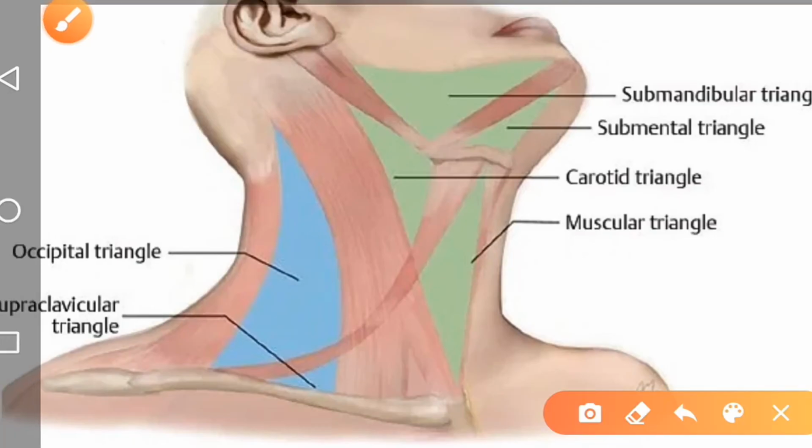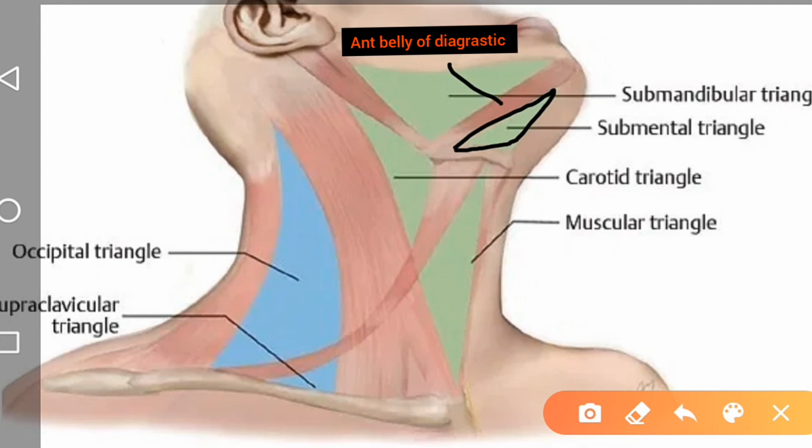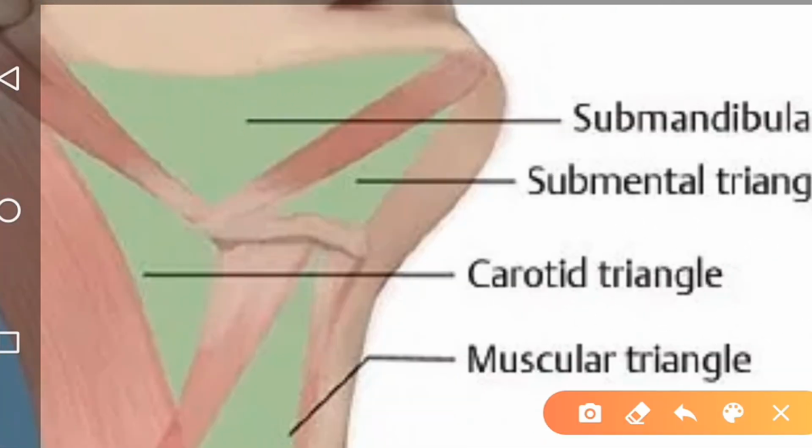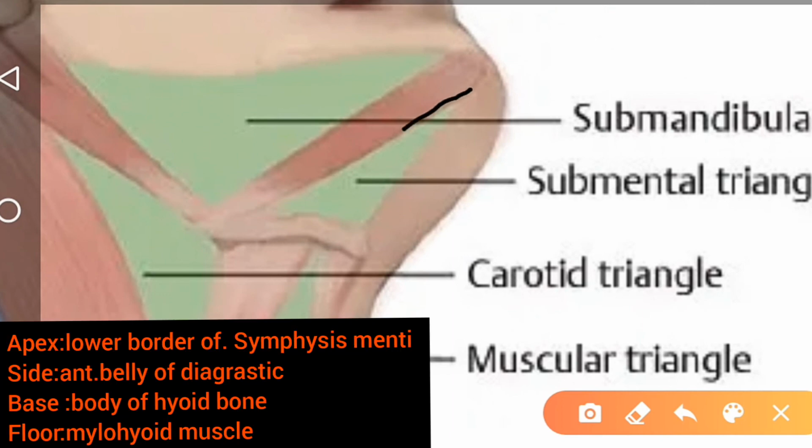This is the submental triangle, and this is the only unpaired triangle. It is formed by the anterior belly of the digastric and the hyoid bone. Let's see the boundaries of this triangle. The apex is formed by the lower border of the symphysis menti, which divides the mandible into equal halves.